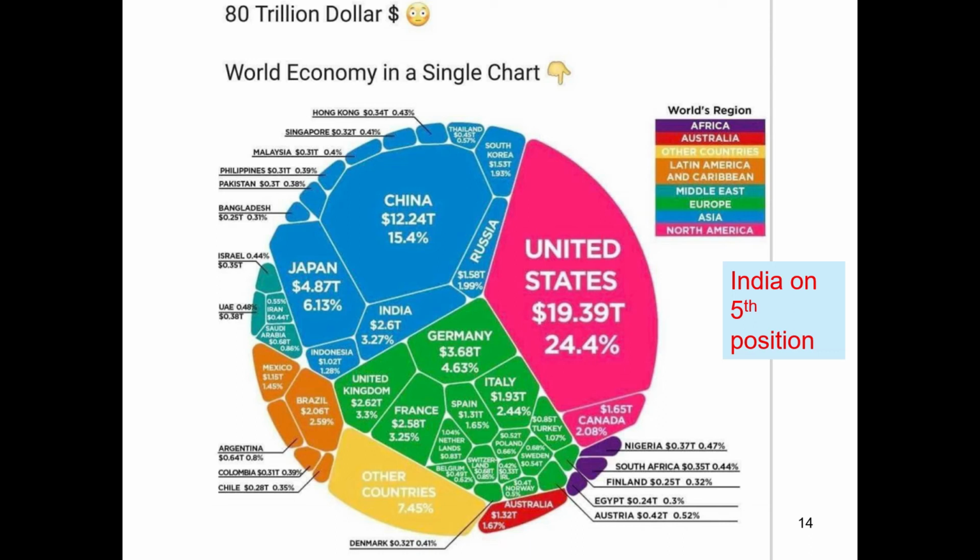And the rest of the countries, they are very less. And European countries, France, Italy, Spain, they are much better. Turkey, yes, much better Turkey. Canada, Australia, Brazil and Mexico. So this is how we are able to show the world economy in a single chart.